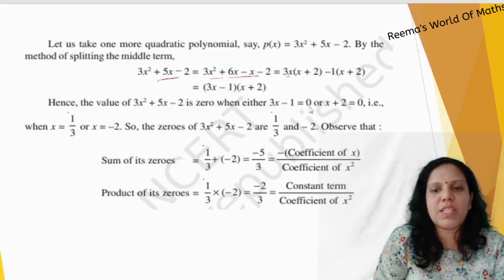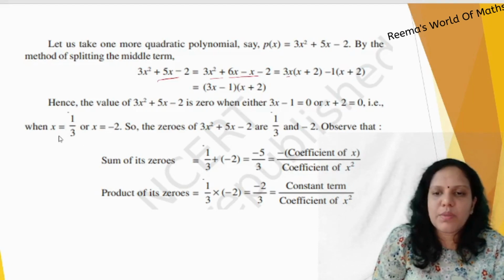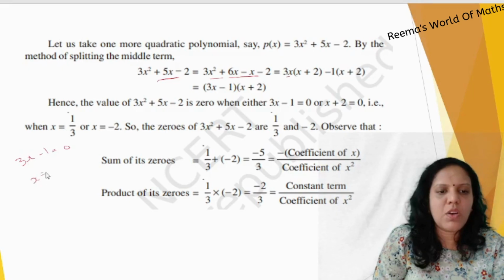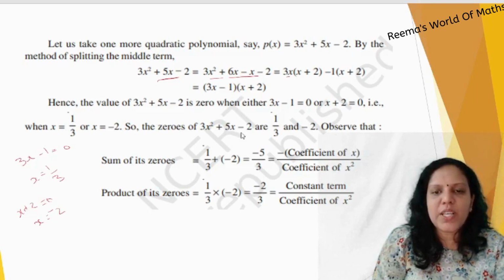So 3x minus 1 is equal to 0 or x plus 2 is equal to 0. So we can say x equal to 1 by 3. If 3x minus 1 is equal to 0, then x equal to 1 by 3. Similarly, x plus 2 is equal to 0, so the value of x equal to minus 2. So the two zeros of this polynomial are 1 by 3 and minus 2.